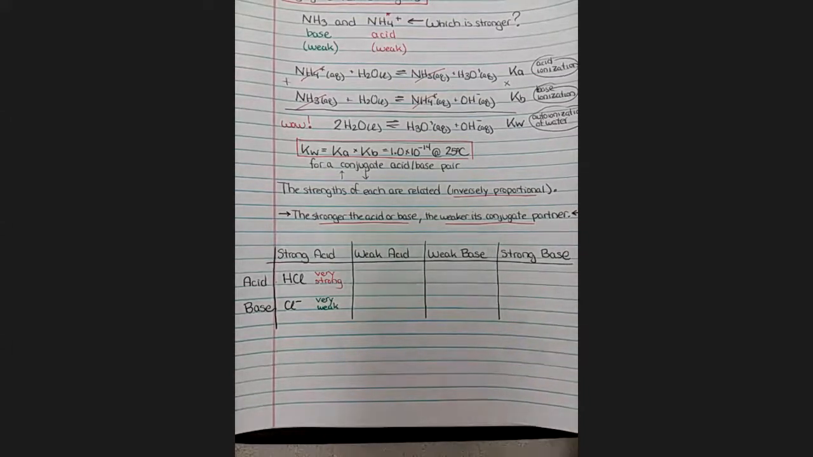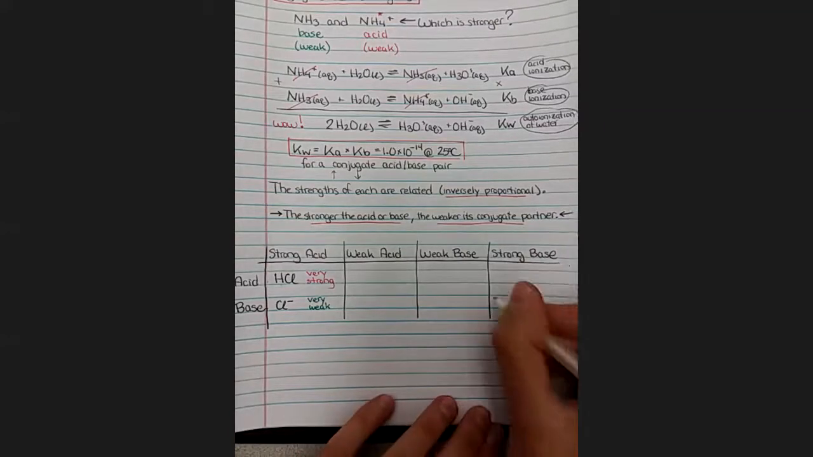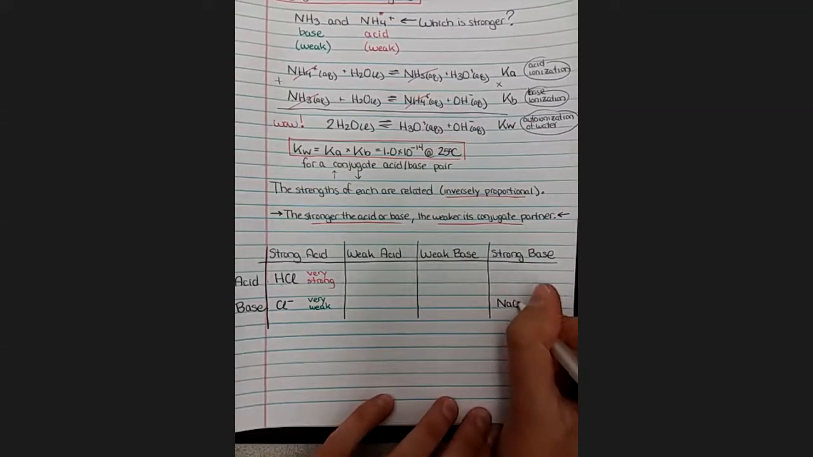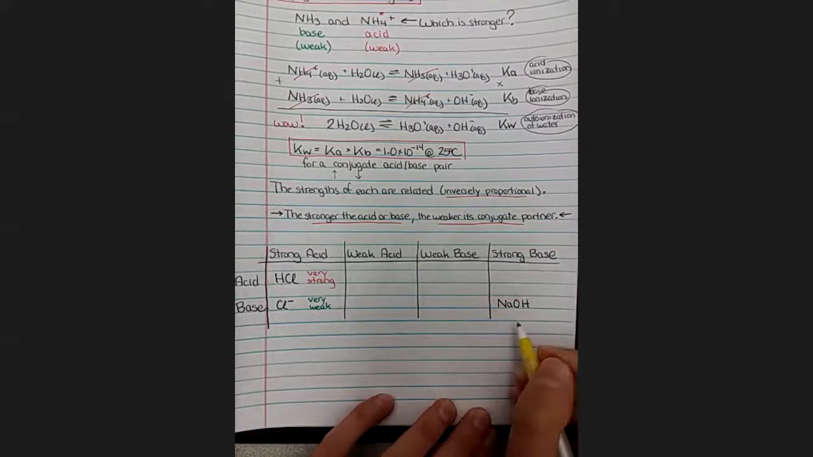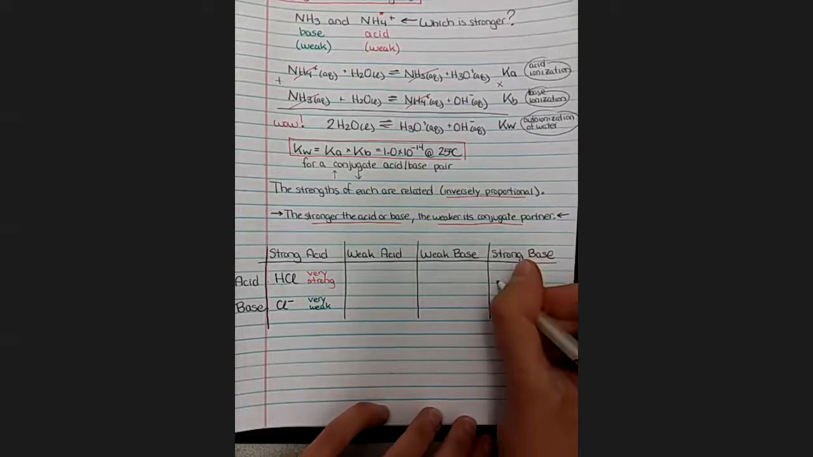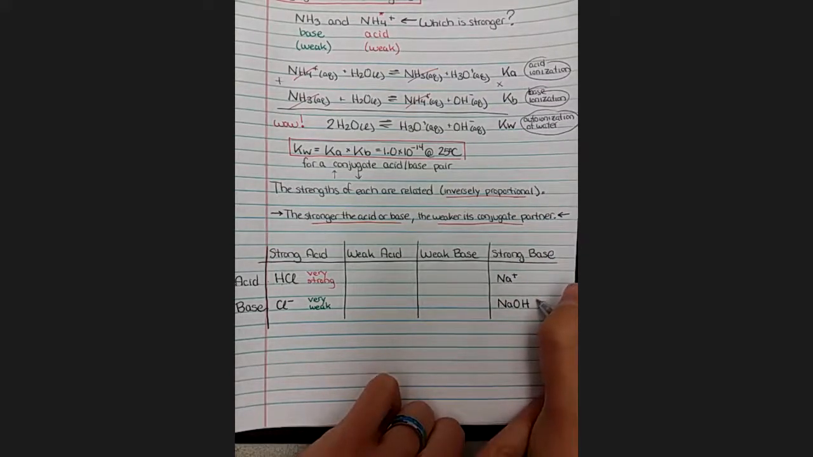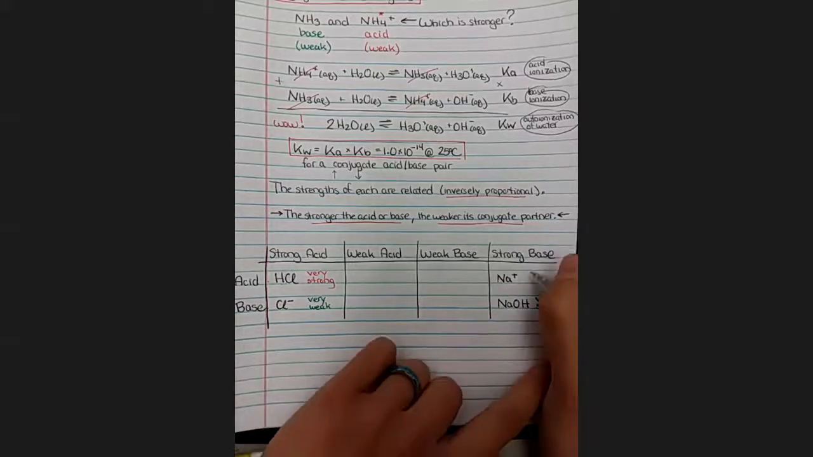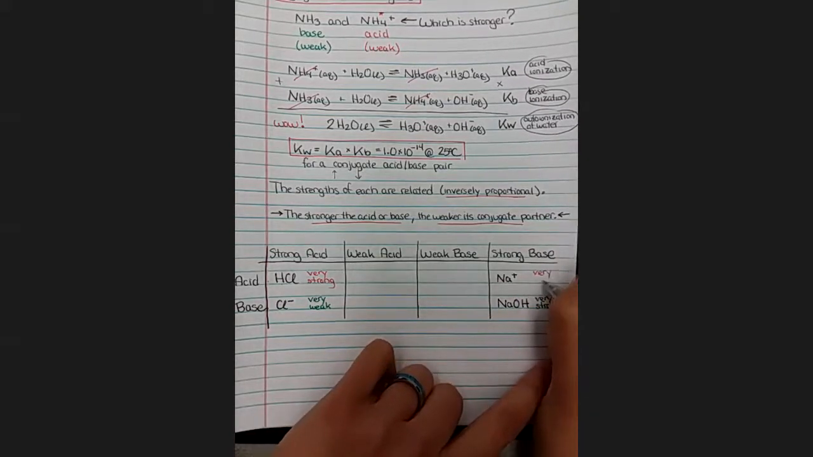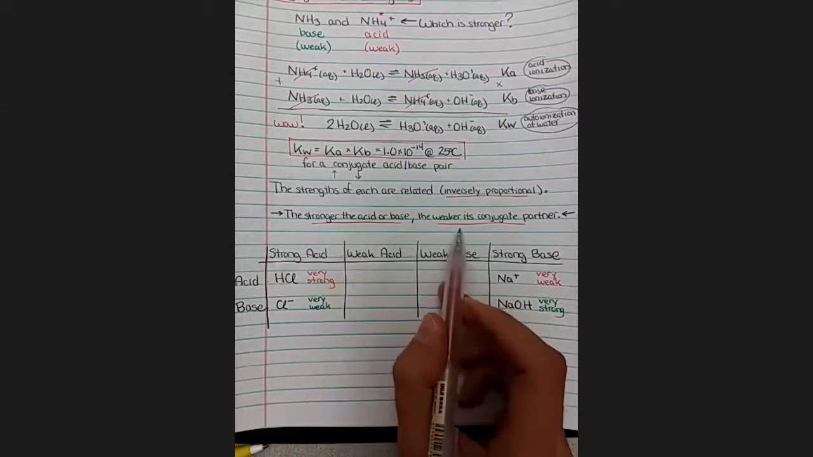Okay, let's try a strong base. My favorite strong base is sodium hydroxide. And strong bases, by one definition, donate hydroxides. So the conjugate acid is going to be just the sodium ion. And so if sodium hydroxide is a very strong base, then its conjugate acid is going to be very weak. Stronger the base, the weaker its partner.